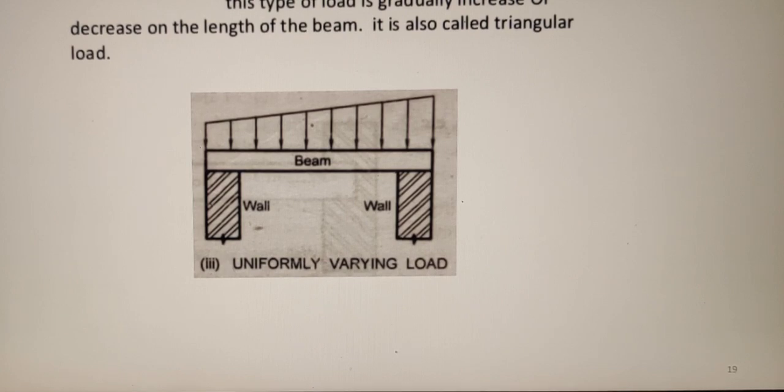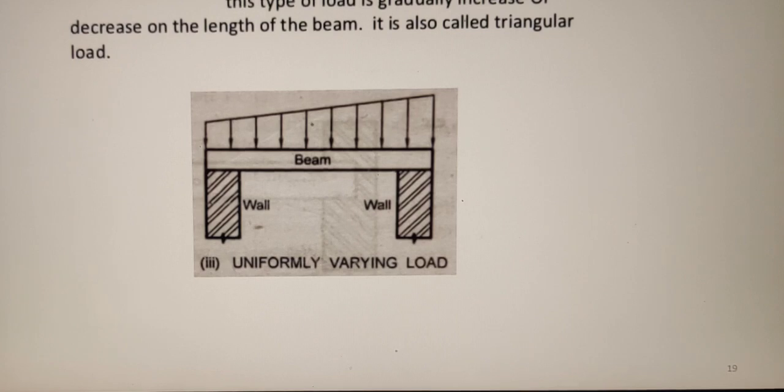Third type of load is uniformly varying load, or you can call it UVL. The intensity of the load increases linearly along the length. That is why it is called linearly varying load. It is also called triangular load, that is the other name for this type of load.